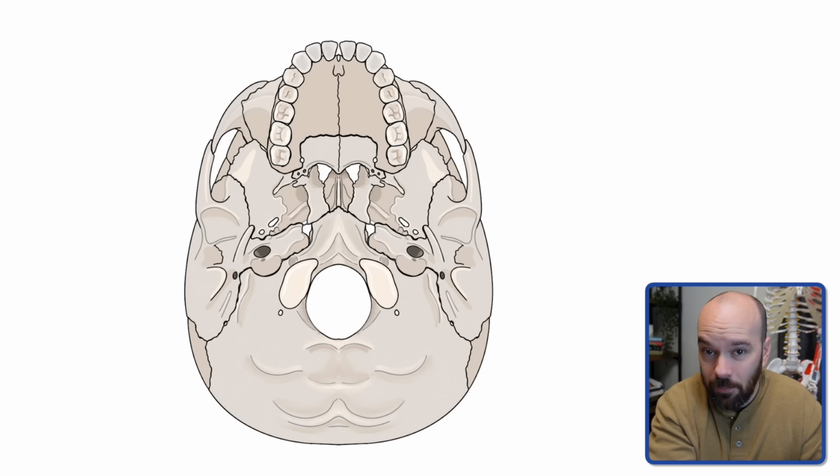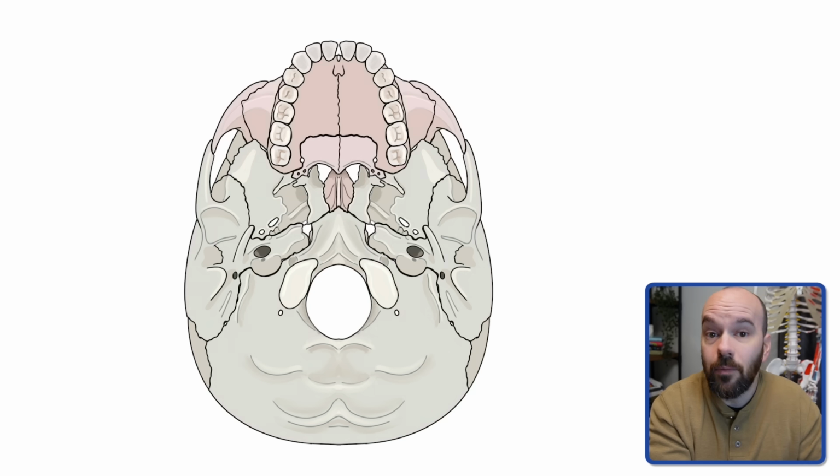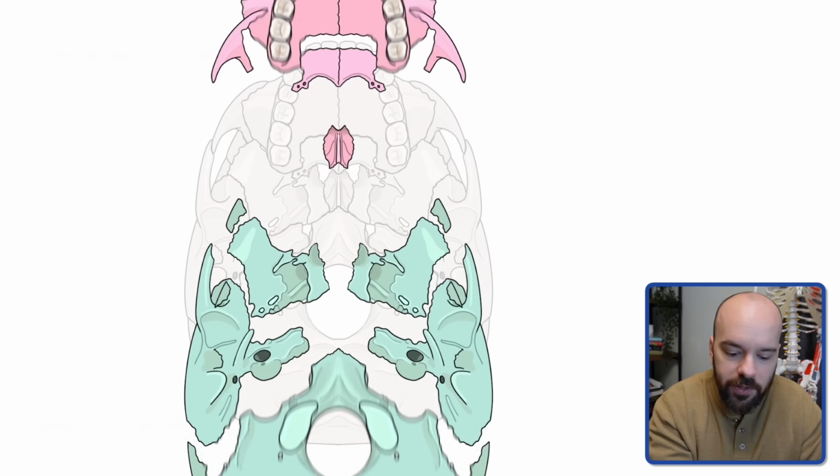Also, I don't have the mandible shown on this particular view, so we've removed the mandible, which would be right in here. Again, we have this divided up into the viscerocranium right here and the neurocranium, and this is going to be the anterior side. This is going to be the posterior side. So let's build this in one bone at a time.